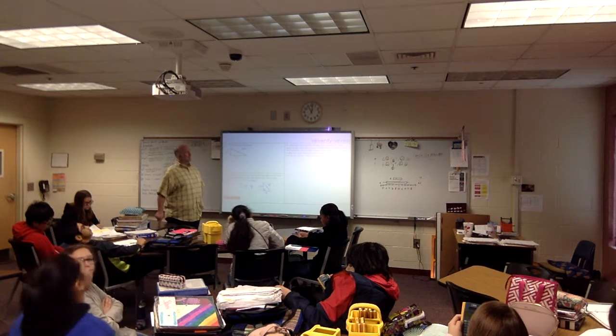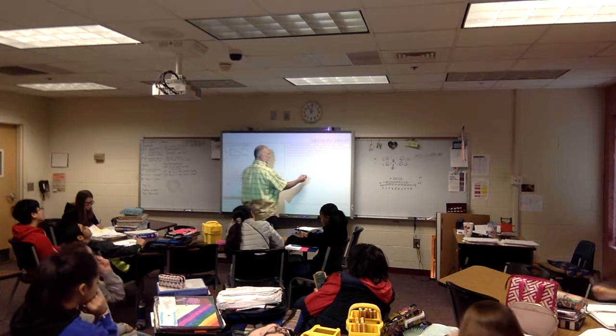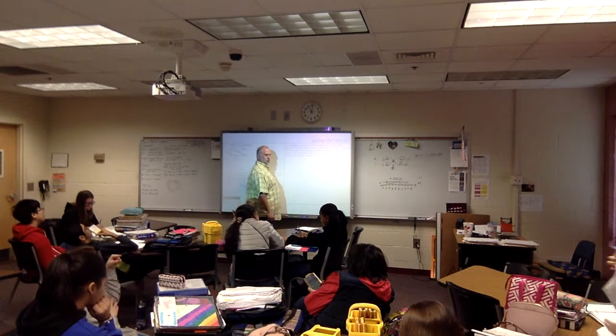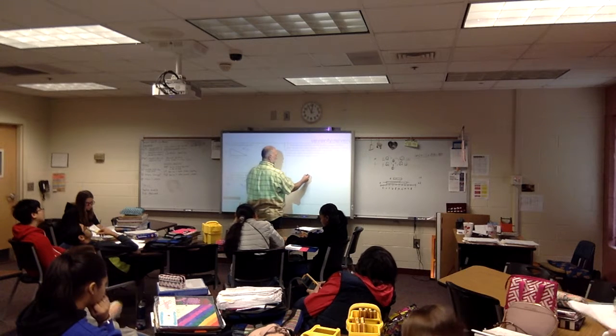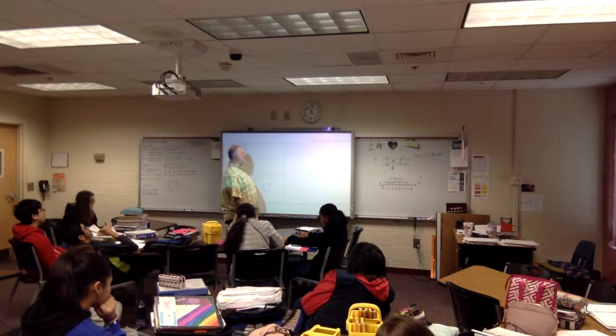All right, Maggie leaves her home and travels 4 miles to the east. So let's say her home's right here. She travels 4 miles to the east. Which way is that? That way? Okay, so we'll put a 4 there. Then she travels 7 miles north.